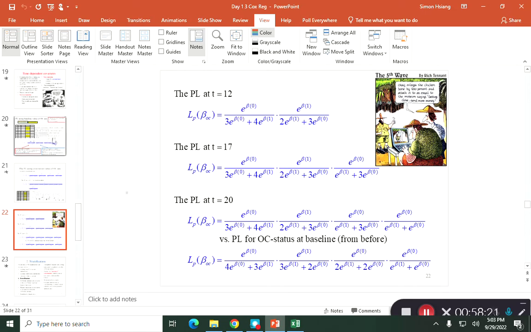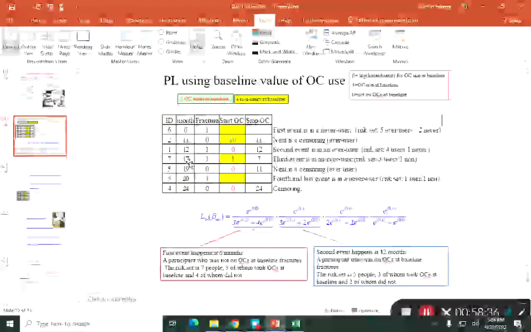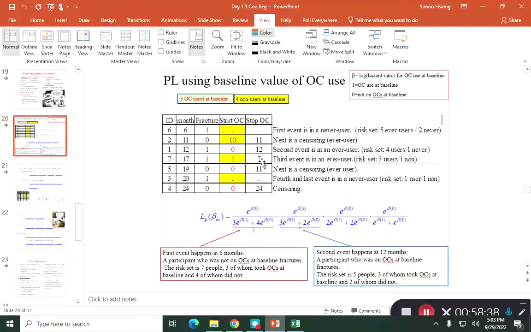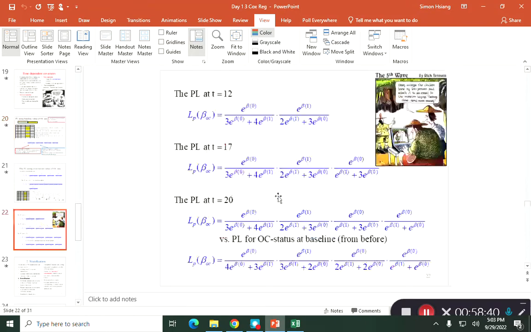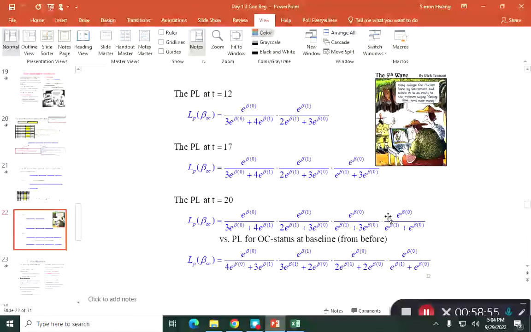And then at time 17, how many are left? 4 subjects: 2 taking OC, 2 not taking OC. But this time, this case is from the females taking OC. So at 17, history, new one, taking OC or not taking OC. So every time we partially use whatever is available, and accumulate.